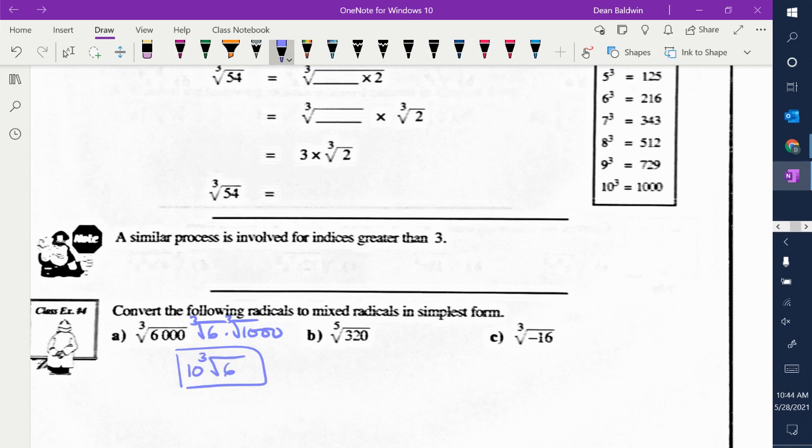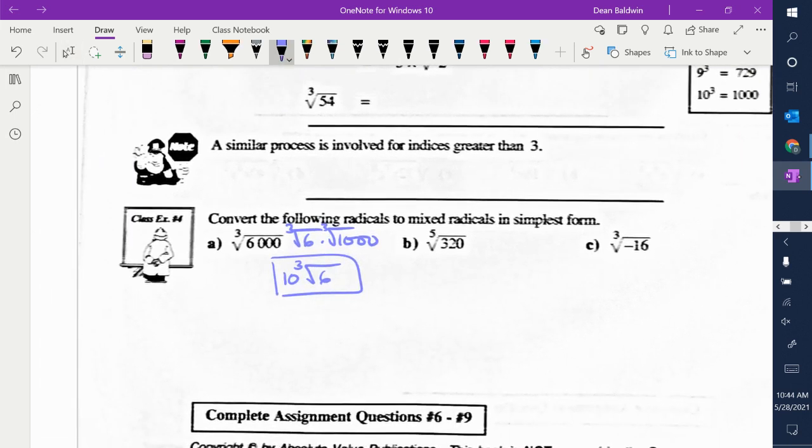Okay? Now, if you are the factor tree person, you're looking for groups of what? 3. The index number tells you. So you could do 6 and 1,000 again. 1,000 is 10 times 100, and 100 is 10 and 10. Now, like I said before, as soon as you get to a group of 3, you can just pull that out. Okay? So this little bit comes out, and you get 10. You're left with the cube root of 6 inside. So you get the same thing.